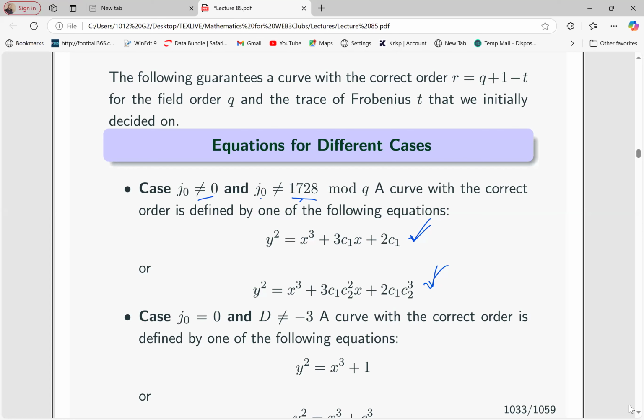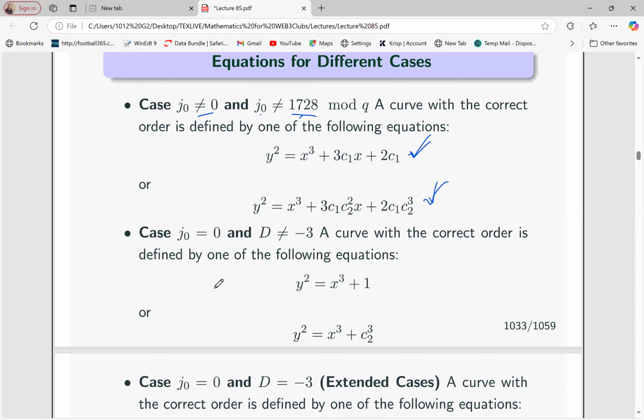Now, what about if your J naught is 0? If your J naught is 0, there are various options: D should not be equal to -3, or it can be equal to -3. So if your J naught is 0 and D is not equal to -3, then your form of the elliptic curve is supposed to be either this or this.